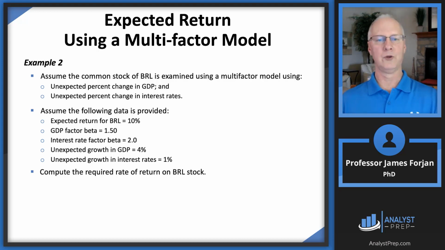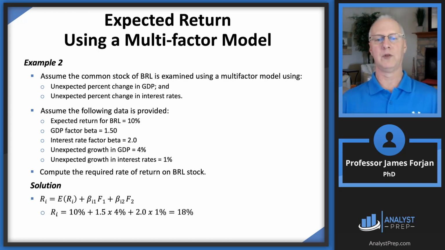So we'll use that same 4% in GDP, and then we'll do 1%. So if we compute that return, we'll just do some simple math here. And so if this two-factor model is more appropriate to the common stock of BRL than the one-factor model, then we should have gotten 18% out of that.